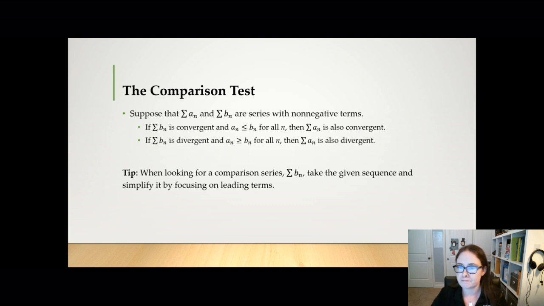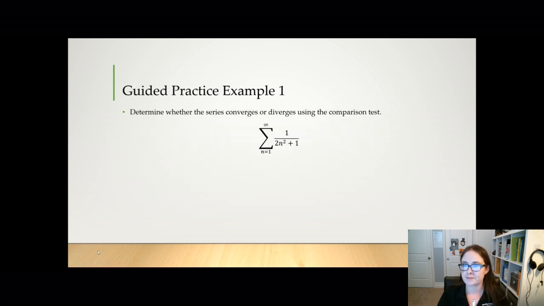Now, something else to keep in mind is that only non-negative terms can be in the series. So if you have a term with a negative in there, you cannot use the comparison test or the limit comparison test. You have to go to something else on the list. Okay, so keep that in mind. It's an important detail. Okay, so let's do an example.